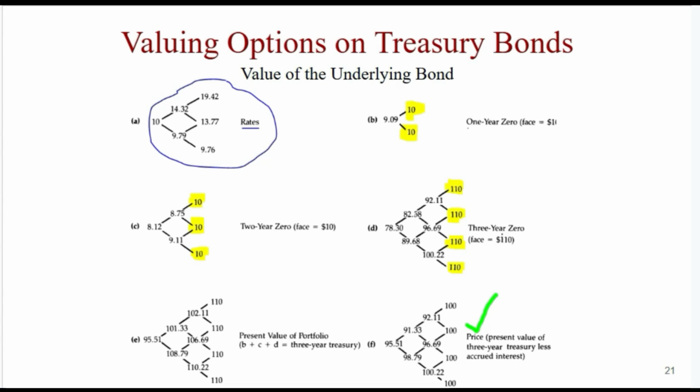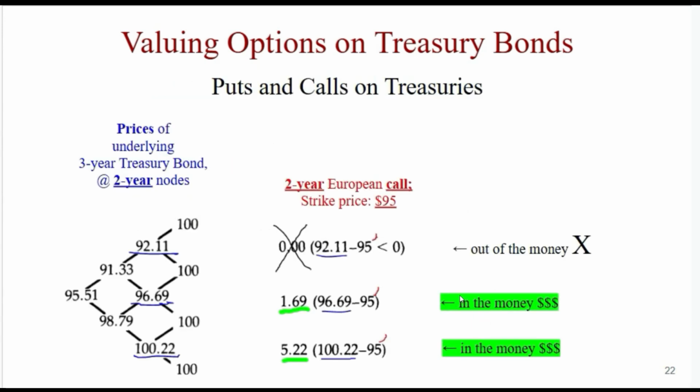So this gives us our final tree of prices for the underlying Treasury bond. Now that we have the prices of the underlying bond, we can value the options on it. Let's look at a 2-year European call, a European call meaning you can only exercise it at expiration.